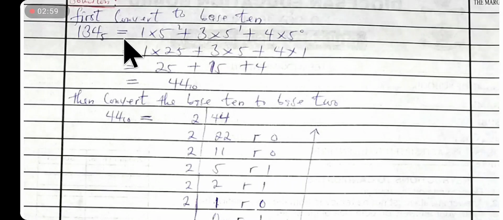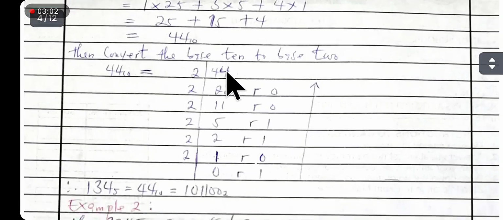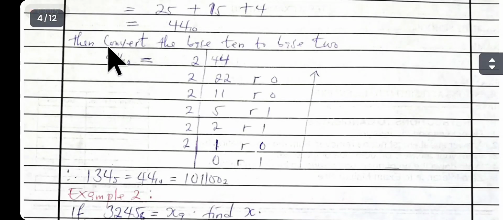Remember, we are supposed to convert to base 2. So by the time we convert to base 10, from base 10 we can now convert to base 2. If you are converting from base 10 to any other base, use the division method, then get your remainders. 2 into 44 is 22, remainder 0. 2 into 22 is 11, remainder 0. 2 into 11 is 5, remainder 1. 2 into 5 is 2, remainder 1. Then 2 into 2 gives us 1, remainder 0. Then 2 into 1 is 0, remainder 1. So you have to stop at 0.